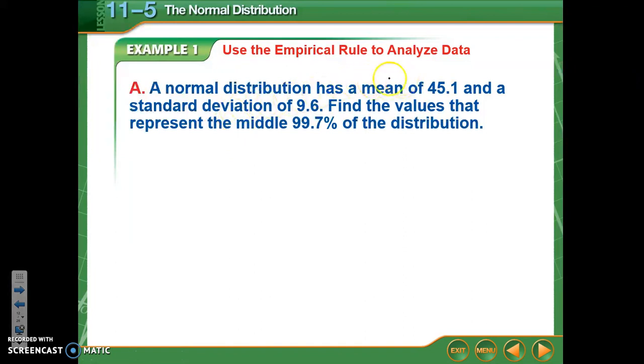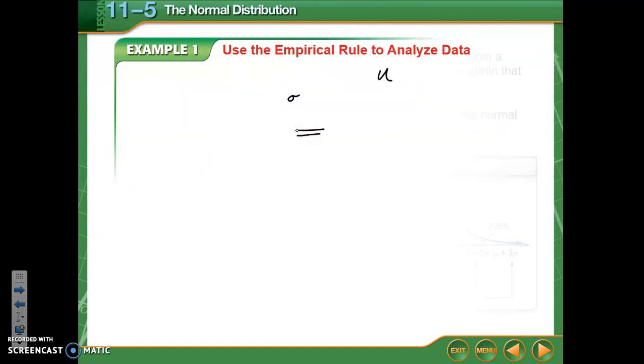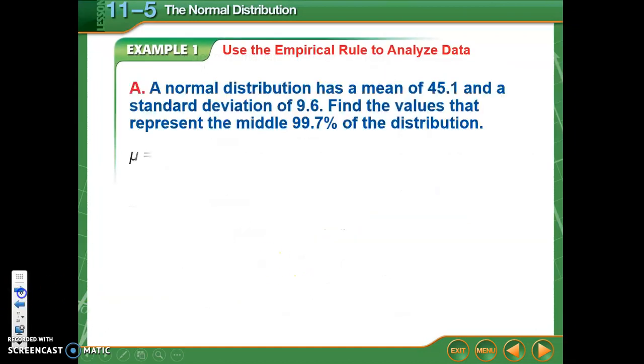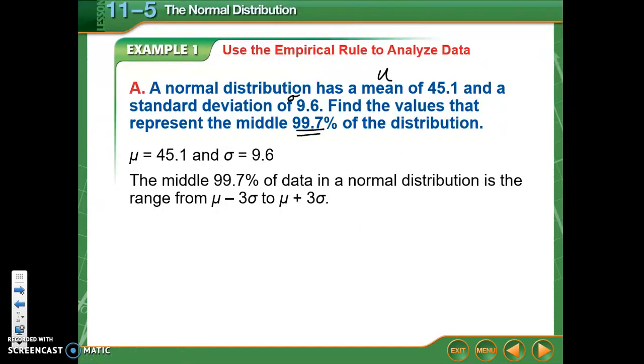We have a normal distribution. My mean, mu, is 45.1, and my standard deviation, sigma, is 9.6. I want to find the values that represent the middle 99.7% of the distribution. If we look back here, 99.7% goes from the mean minus 3 standard deviations to the mean plus 3 standard deviations. We can do it by drawing a picture, or we can just do it mathematically.